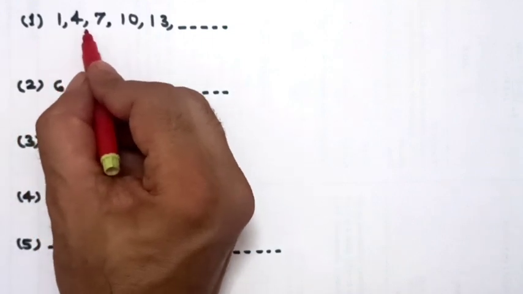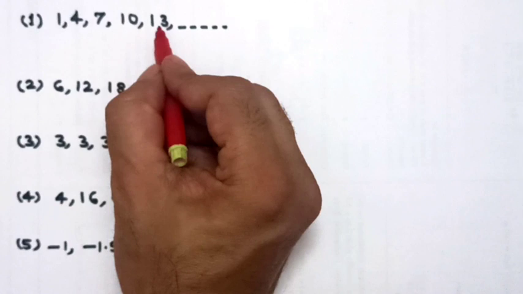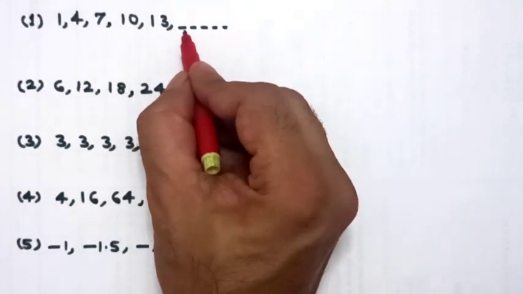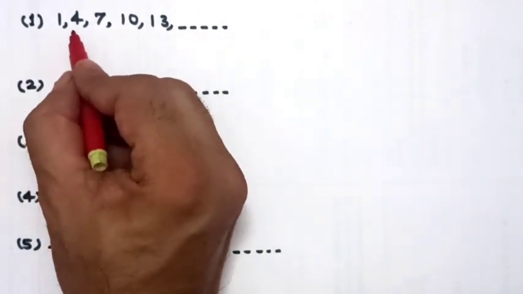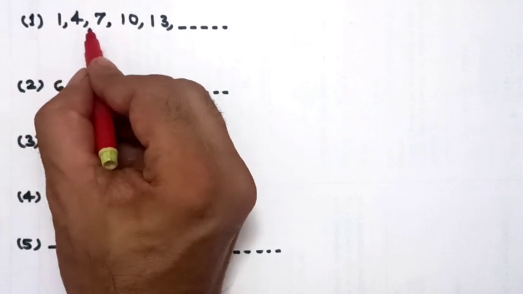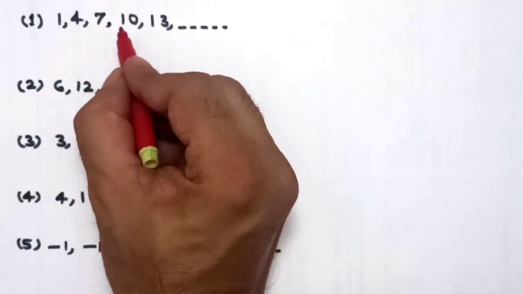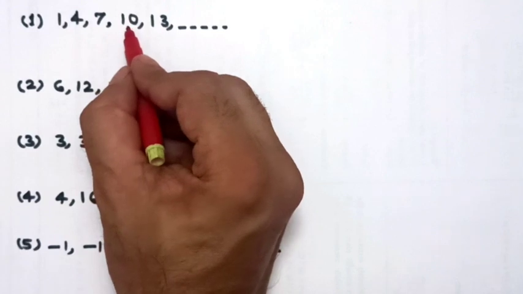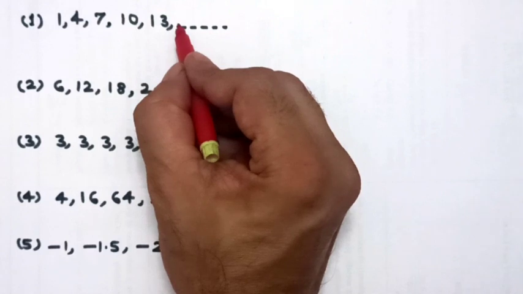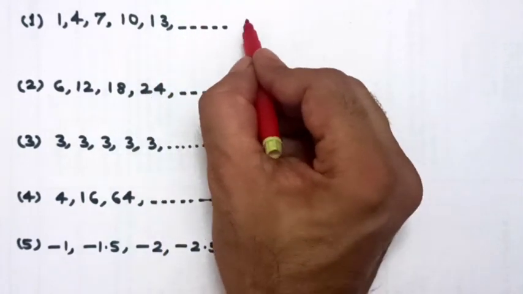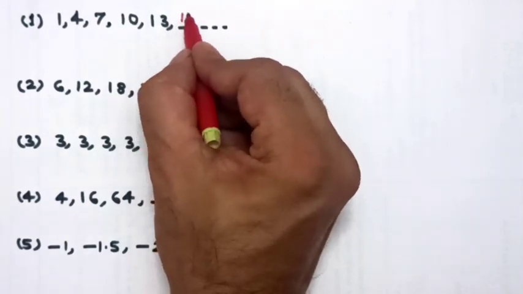1, 4, 7, 10, 13. What will be the next number? So immediately you can say 16. Now how does 16 come? You will say, sir, 1 plus 3 gives you 4. Again when you add 3, it gives you 7. Again you add 3, you get 10. Again you add 3, you get 13. So obviously when you add 3, you will get 16 as the next number, and so on. So that's the correct answer.